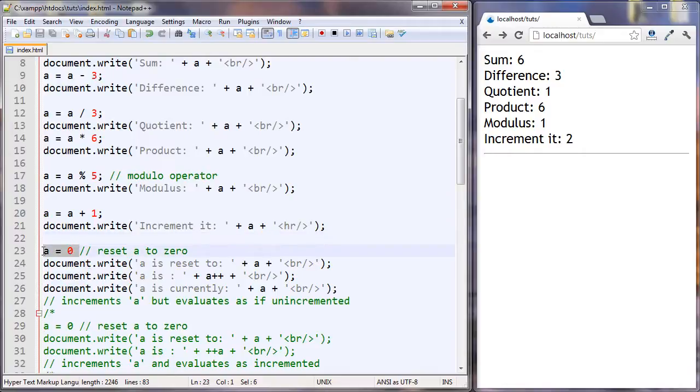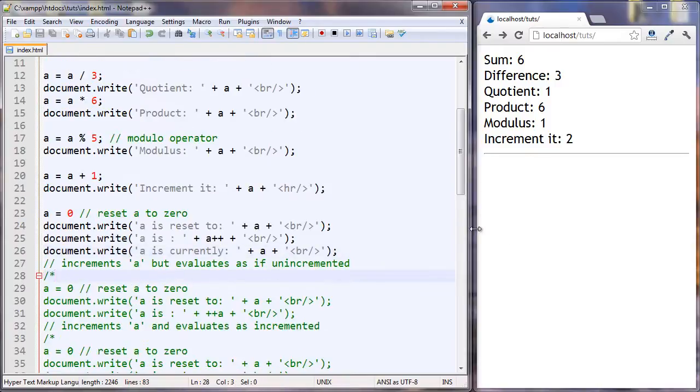What I'm doing here is we're resetting A to 0, then we're writing it out, and then we're going to write out "A is" and concatenate. Okay, remember that here this is not addition, we have a string here, and we're concatenating on a variable, a different data type that's not a string. This is a string, and this is a variable. We're concatenating on the variable. The variable here is A++, and then we're concatenating on a break. Then we're going to write out "A is currently" A. And let's see what this does.